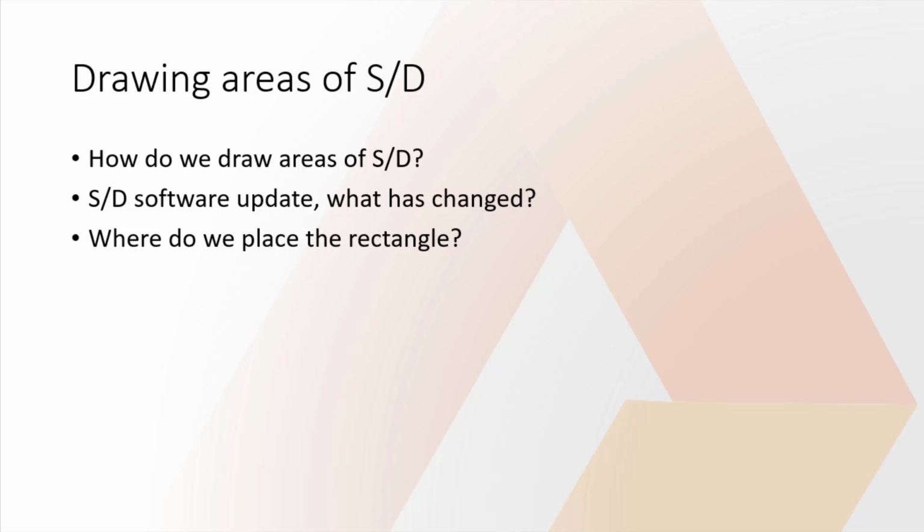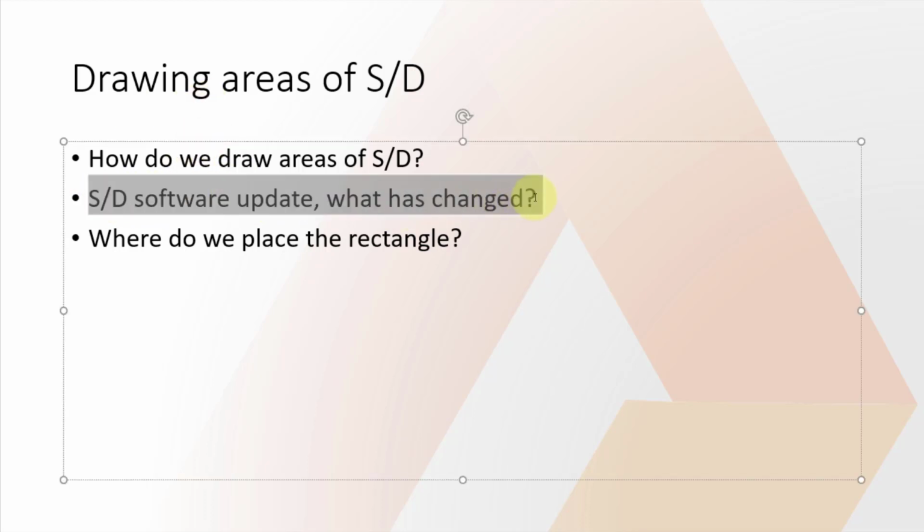And then we're going to have a quick look at the supply and demand software update and answer the question, what has changed? Because it looks a little bit different, and there are indeed a few things that have changed within the core of the software, so we're going to have a look at those. Then we're going to talk about where we place a rectangle. Again, this is in relation to the supply and demand areas and how we draw them, and also to the update that the software now contains.